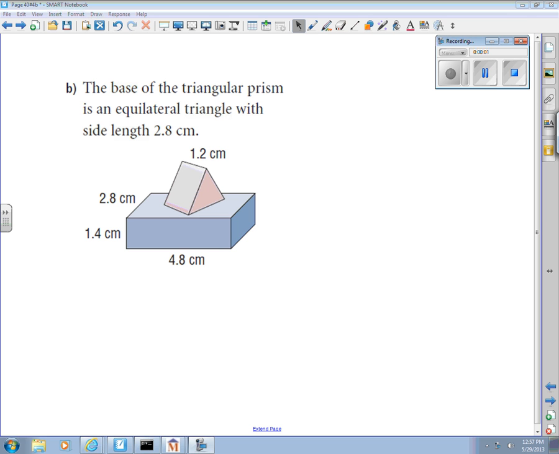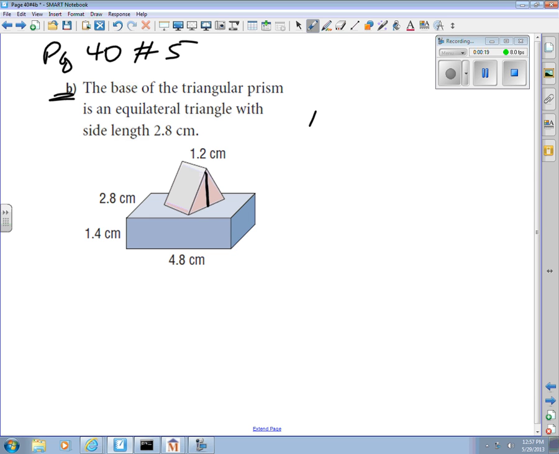All right, ladies and gentlemen, this is page 40, number 5, I think it's 5, right? B. And the trick in this question is they don't tell you how tall this triangle is. You have no choice but to figure that out yourself.